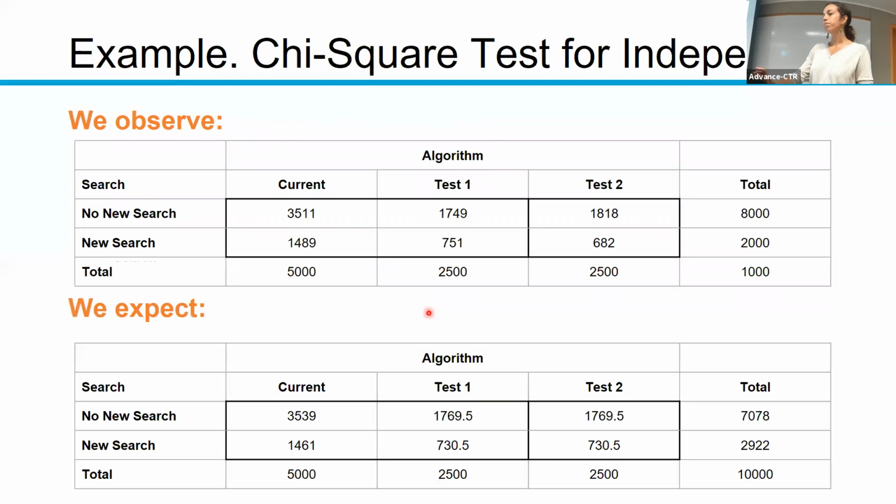So I think this illustrates things the best. As Google, we observed this first table, but under the null hypothesis of the search variable and the algorithm variable being independent, we're able to derive this table below.